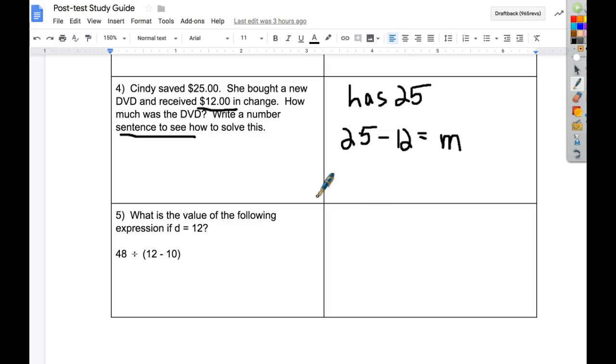So now let's go on to 5. What is the value of the following expression if D equals 12? Well, this is the same thing as number 3. So pause the video here. Notice I replaced D with 12 here. Pause the video here and write down what you need to do to be able to solve this. Come back in 1 minute. Ready? Go.